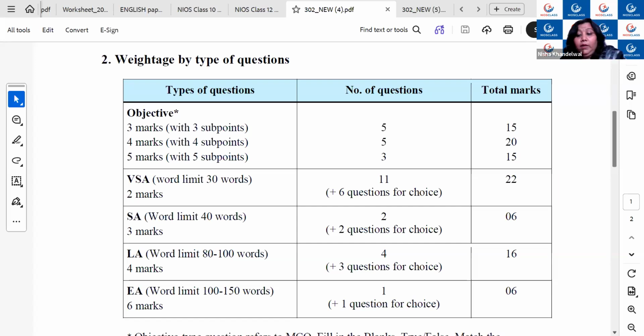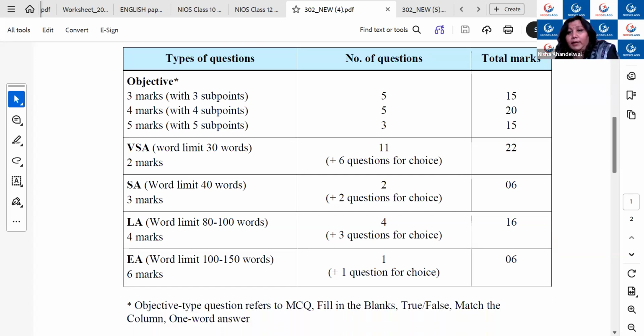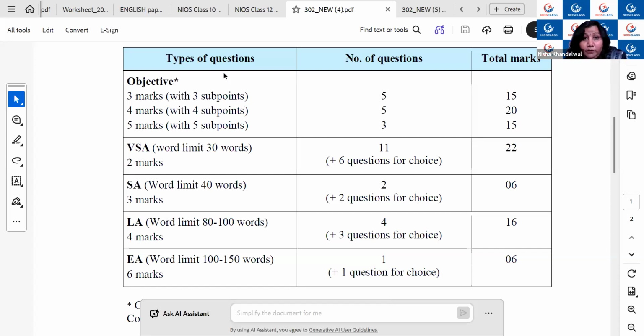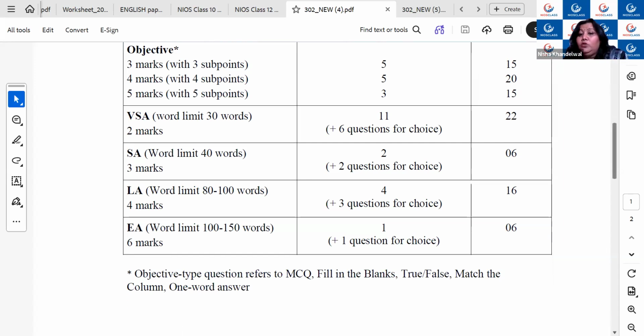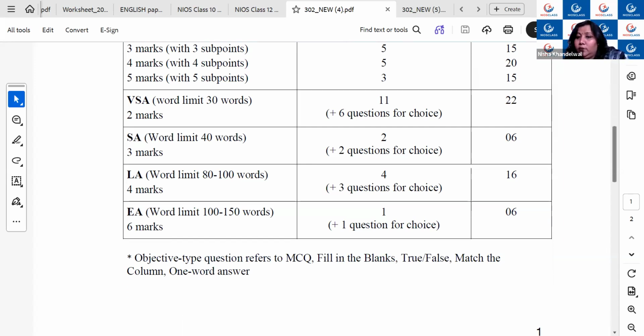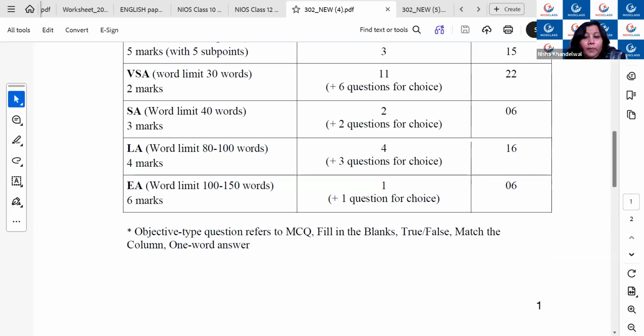So 16. And one would be the long answer, the very long answer. That is the essay type question, which we say, and essay type answers. So 100 to 150 words, and you will get 2 questions, and you need to do 1. Understood? This is the part. Now objective type: if you understand the first column, it says these are the objective ones, which refers to MCQ, fill in the blanks, true or false, match the column, and one word answer. Okay, those are the MCQs.